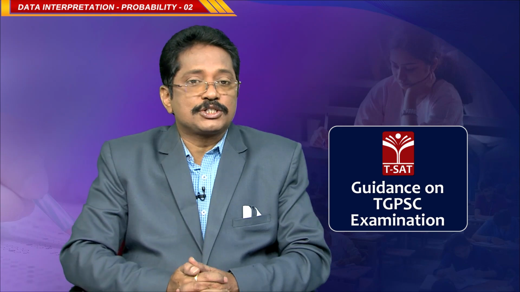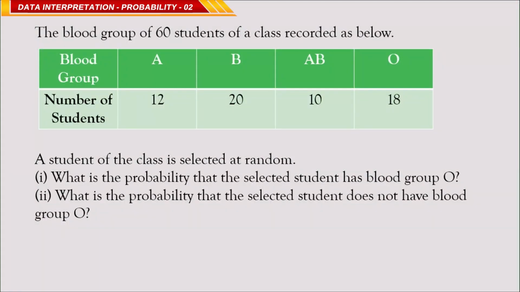Now, we will see this question. The blood group of 60 students of a class is recorded as below: the blood groups are A, B, AB and O. The number of students are: A group 12, B group 20, AB group 10 and O group 18. A student of the class is selected at random. What is the probability that the selected student has blood group O?